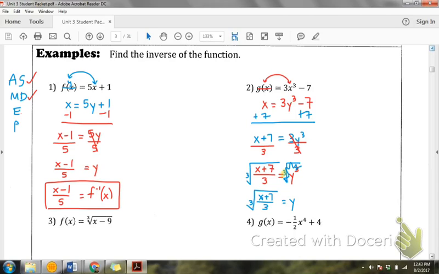So now we replace y with what? F, except, what letter did I start with up here? I started with a G, right? So my final answer is actually going to be G inverse of x equals the cube root of x plus 7 over 3. So just try to remember to use the same letter that was given to you in the problem, okay?